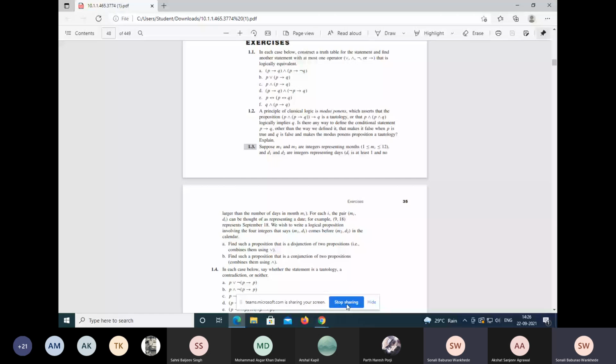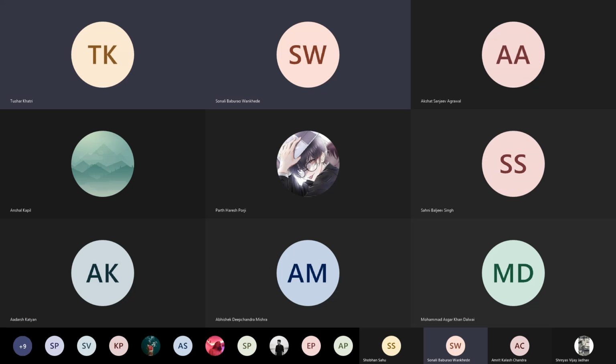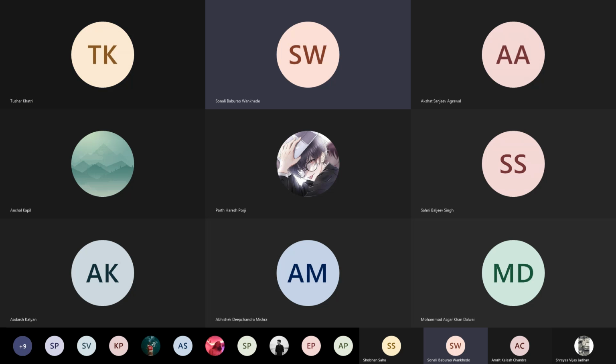Ma'am, can you please explain question number 3 again? Question 1.3. In 1.3, what you are supposed to do, that's a bit tricky. The example is given here, 9, 18. Basically, there are two integers m1 and m2. Both represent the month, and you have a certain condition: 1 is less than or equal to mi, which is less than or equal to 12. So there are 12 months in a year, and it represents that.